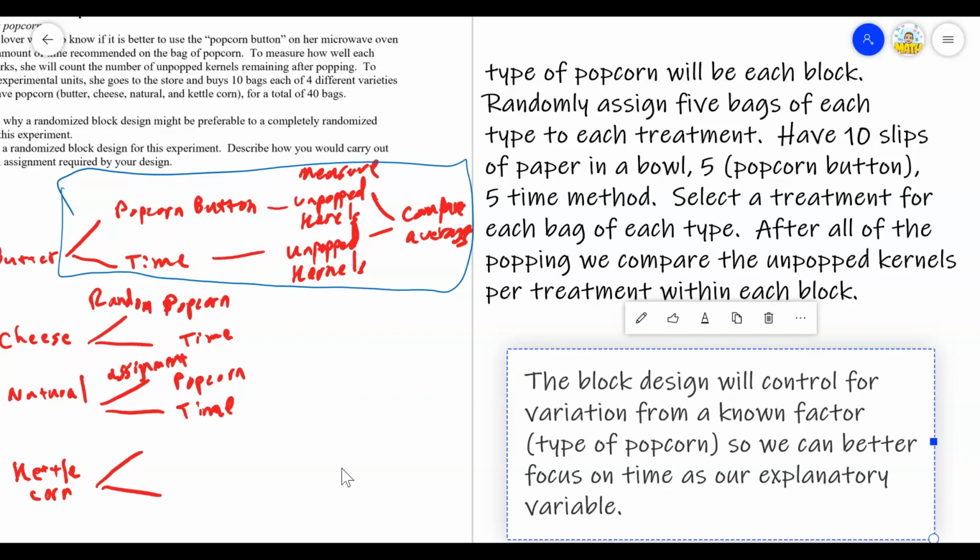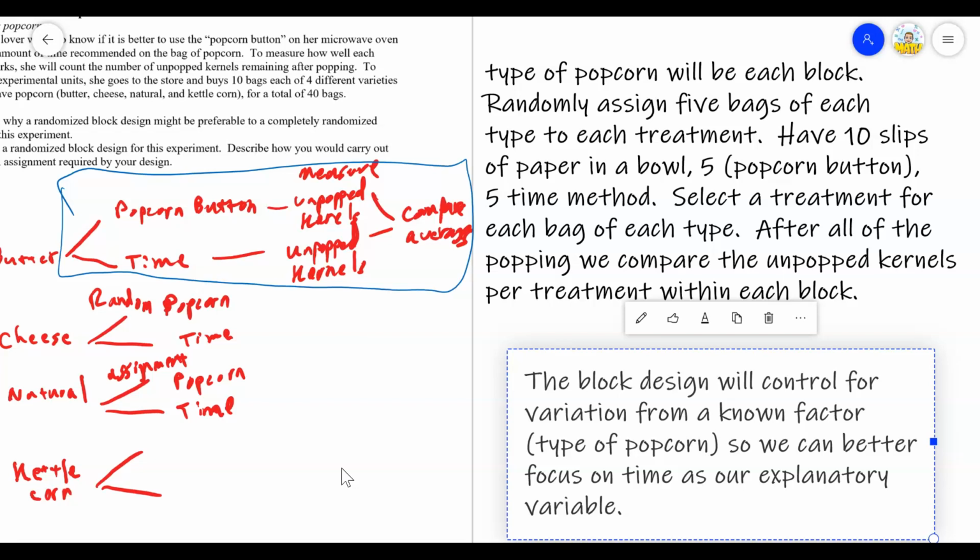I'd like to explain how I'm going to do that. So like I said, I could just have all 10 bags. I reach in, grab one. That one's going to get a timer. Reach in, grab the next one. That one's going to get the popcorn button. Do it again, right? Reach in, next one I grab. So I'm reaching into the bowl blindly. I could be literally grabbing these bags of popcorn out of a giant bowl and assigning them to the treatments. Or 10 slips of paper, however you want to explain that is fine.